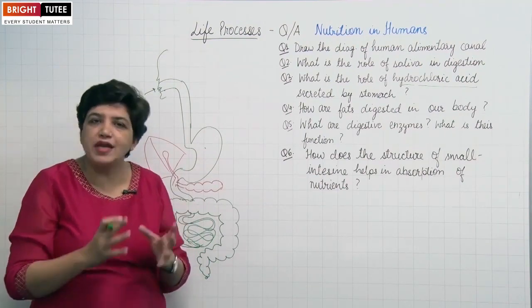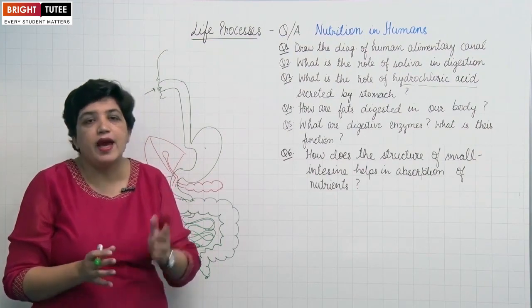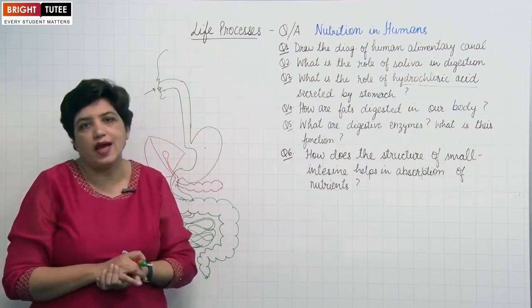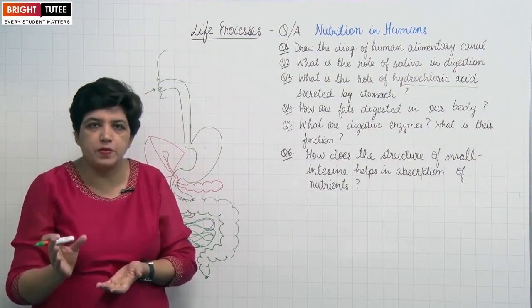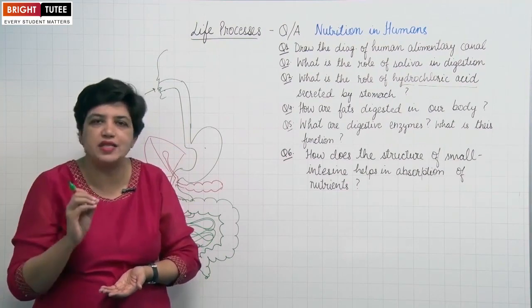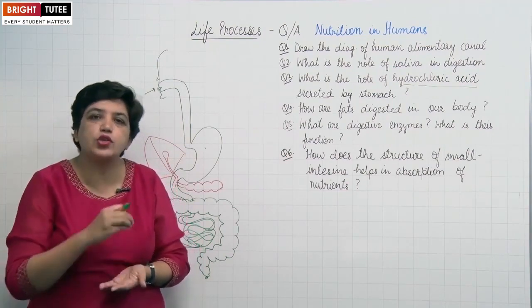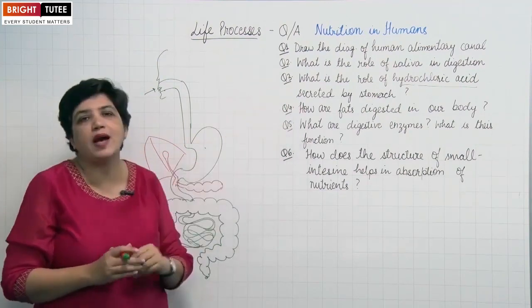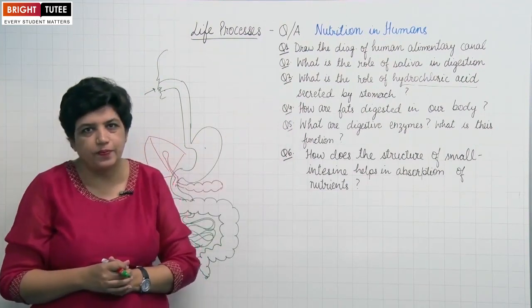Thirdly, it makes the food acidic. And the enzyme pepsin, it becomes active only in the acidic medium. The enzyme pepsin, which breaks down the proteins into simple compounds, amino acids and peptones, it can act only in the acidic medium. So this acidic medium is provided by the hydrochloric acid.